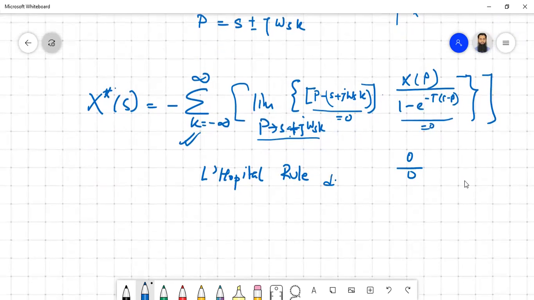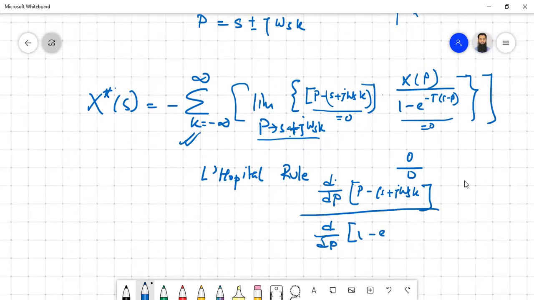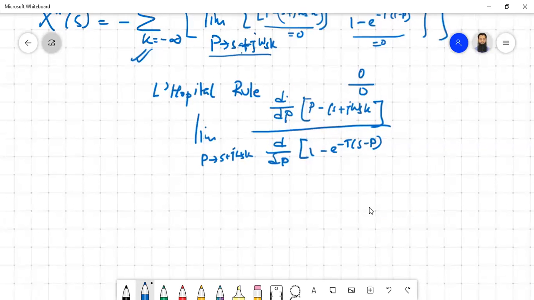So d by dp of the numerator, that is p minus s plus j omega s k, and also d by dp of the denominator, 1 minus e to the minus t s minus p. Then you have to set the limit, that is p tends to s plus j omega s k. This is L'Hopital's theorem. So let's try to do that on this one.